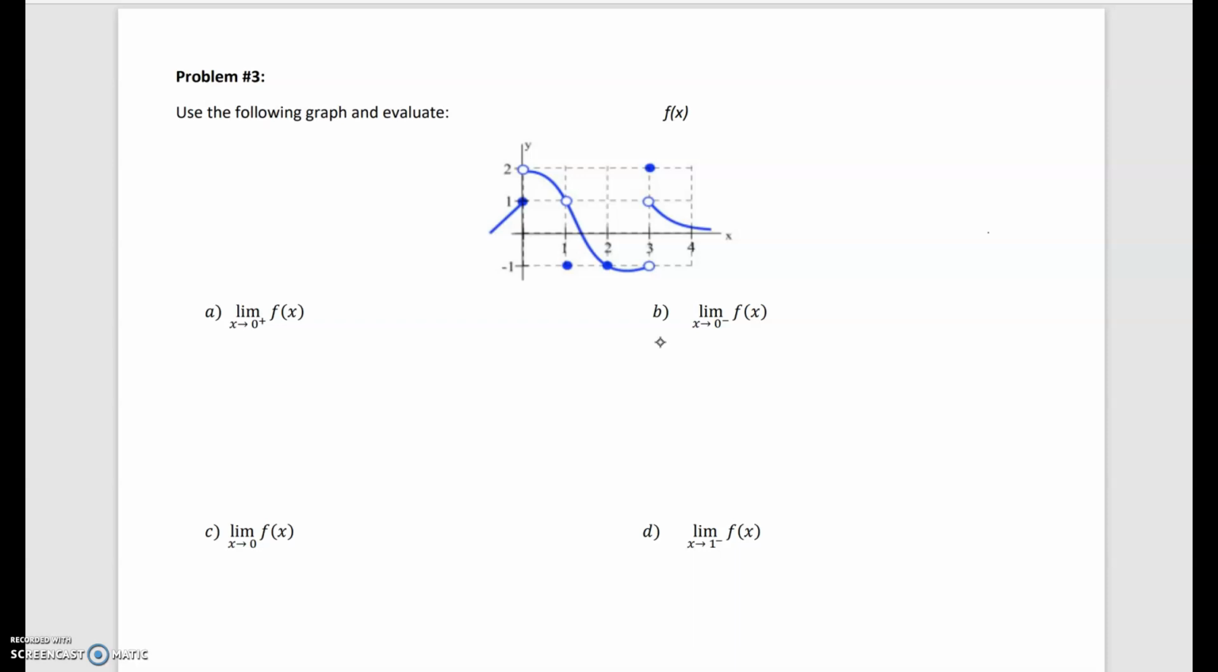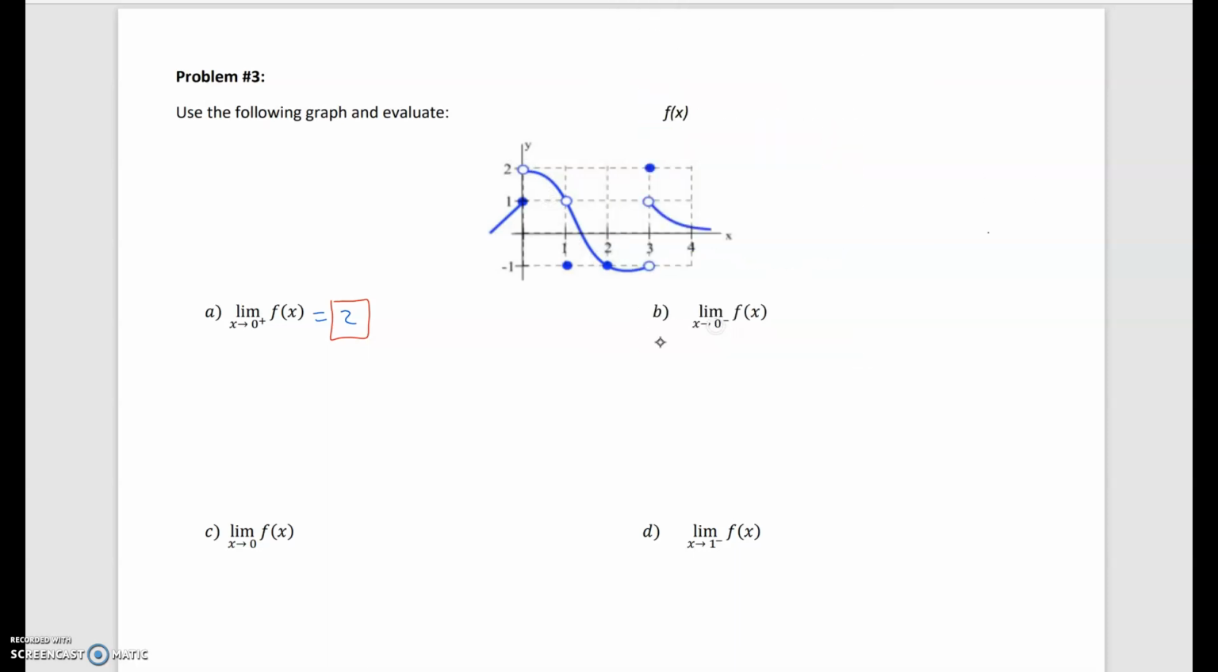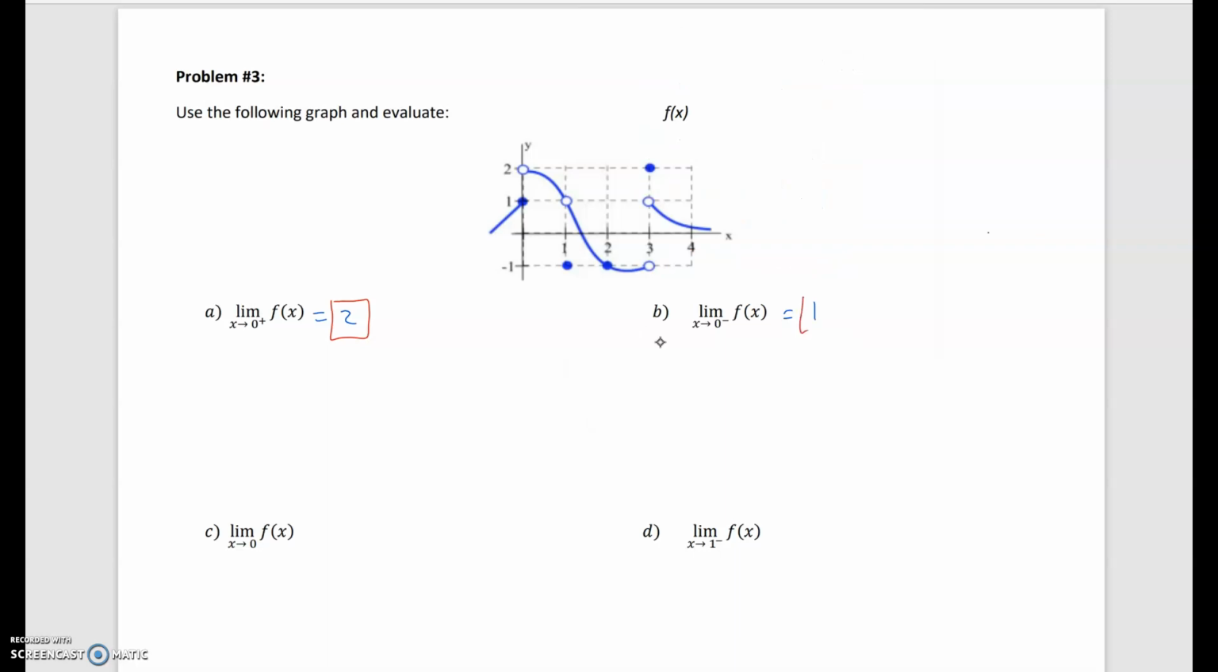So for example, as x approaches 0 from the positive side, that would be this side, your limit is equal to 2. So from the positives, you're equal to 2. From the negative side, your limit is equal to 1. Remember that you're looking at the x's, but your final answer is the y values. So as you're approaching 0 from the right, that's going to be 2. That's here, and from the left you're going to end up with 1.